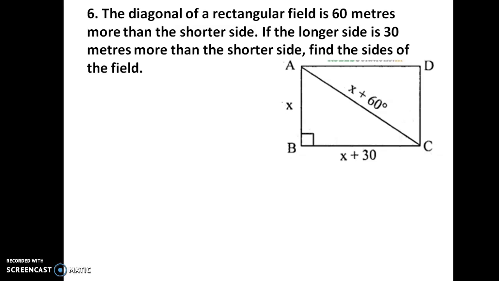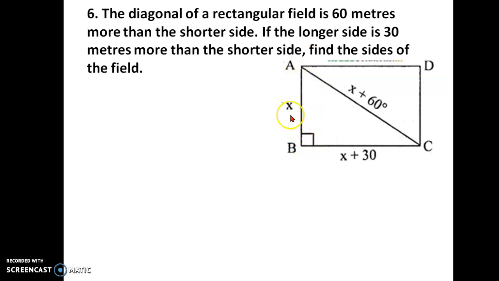Sixth problem. The diagonal of a rectangular field is 60 meters more than the shorter side. If the longer side is 30 meters more than the shorter side, find the sides of the field. Okay, so by this we can draw the diagram like this. So this is the shorter side. Okay, so breadth is the shorter side.